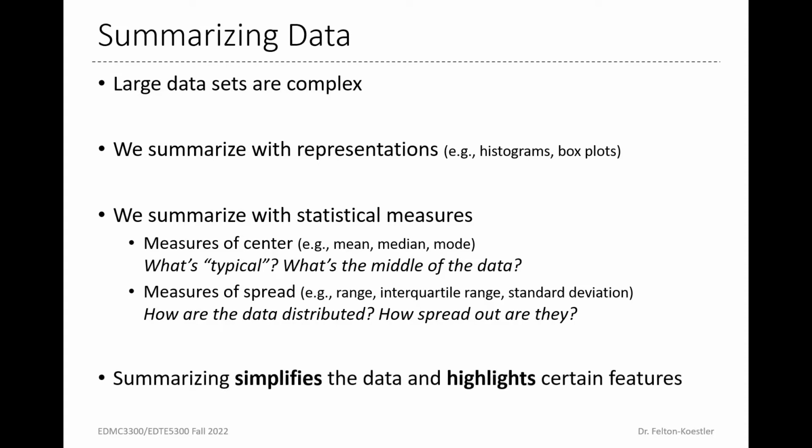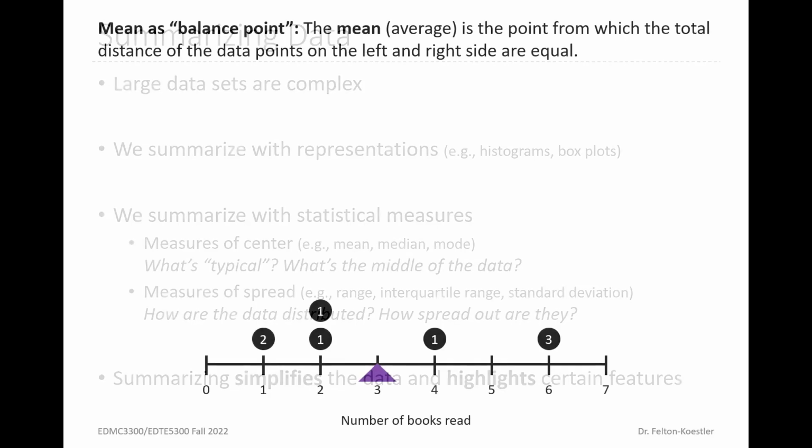Summarizing the data always simplifies it. That's the point of it. It's so complex, we need a way to look at a simpler piece of it. So we lose some detail. All of our ways of representing data, whether it's a visual representation or one of these statistical measures, we're losing some detail. And they highlight certain features and make them stand out to us. That's the reason we do them, but it's just something to be aware of when we're summarizing data.